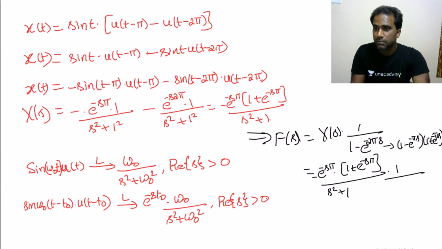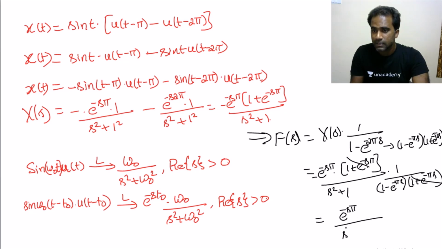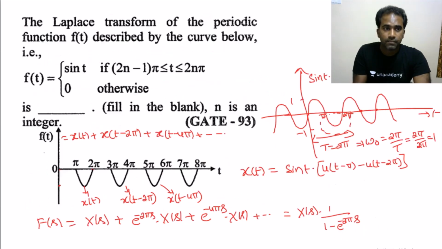1 minus a into 1 plus a is 1 minus a square. If you express it that way, then some cancellation will happen, right? This term and this term get cancelled. So finally the answer is e power minus s pi divided by s square plus 1 into 1 minus e power minus pi s. Yes, we got the answer. That is the answer. So fill in the blanks.